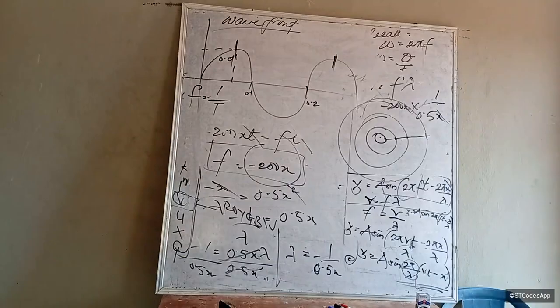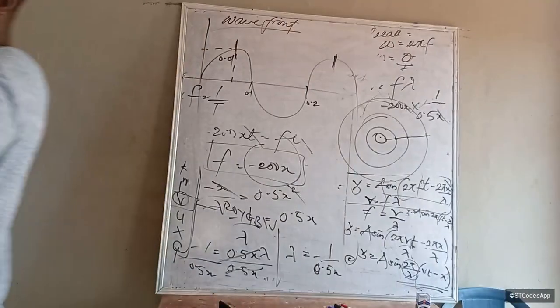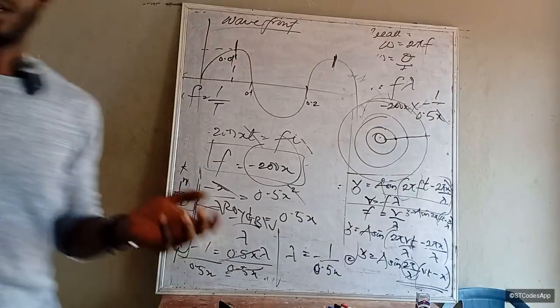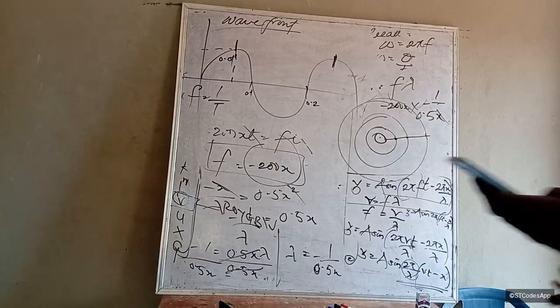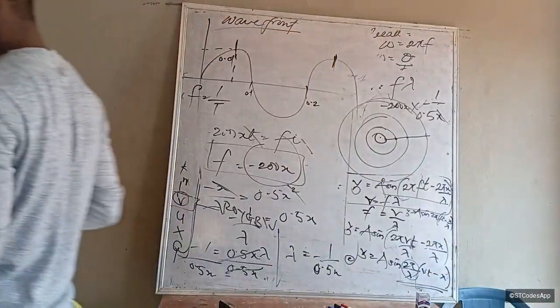Is it clear? Superposition. For interference to occur, I told you there must be what? Equal frequency. And equal frequency. Is that clear? Number 9. We will wait for you.